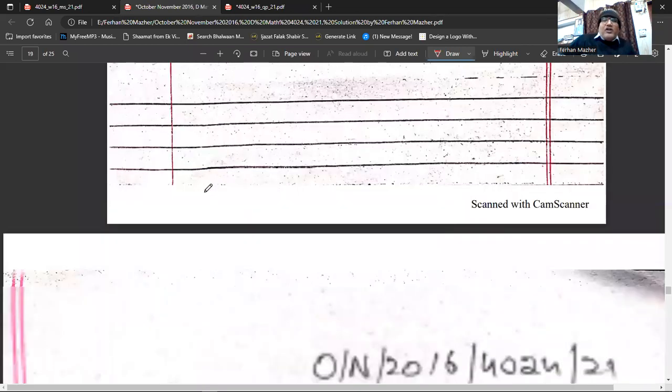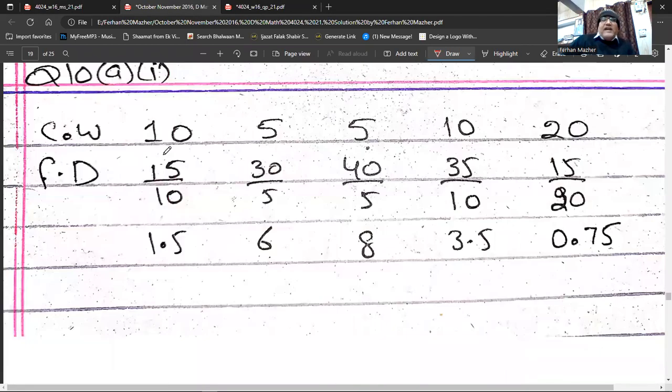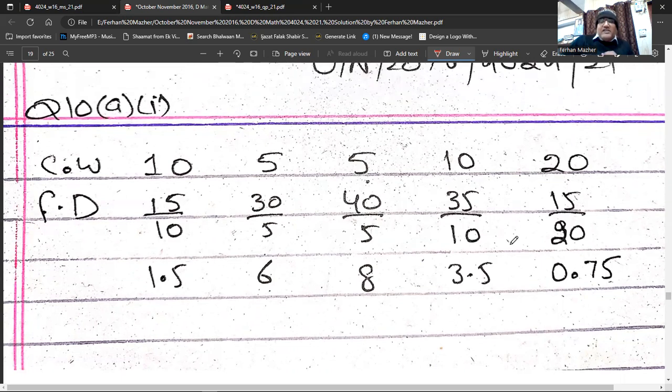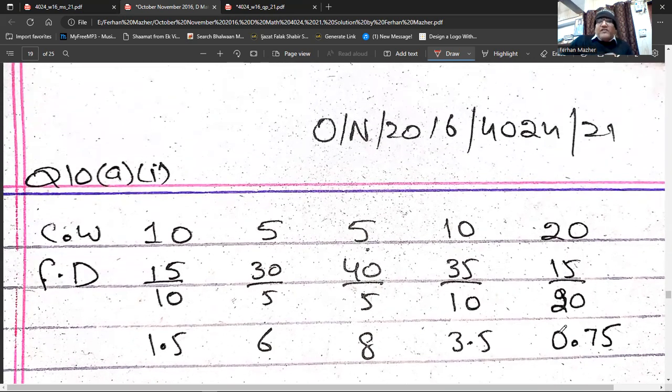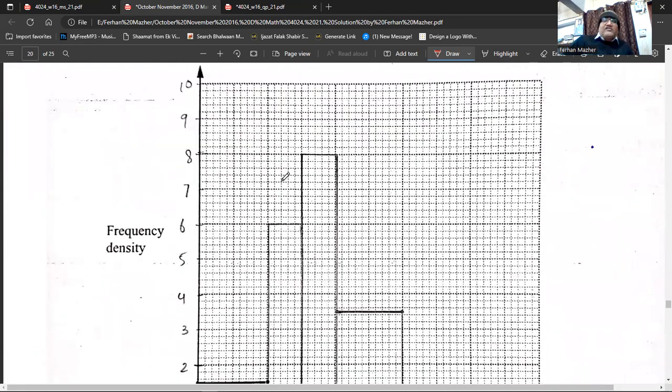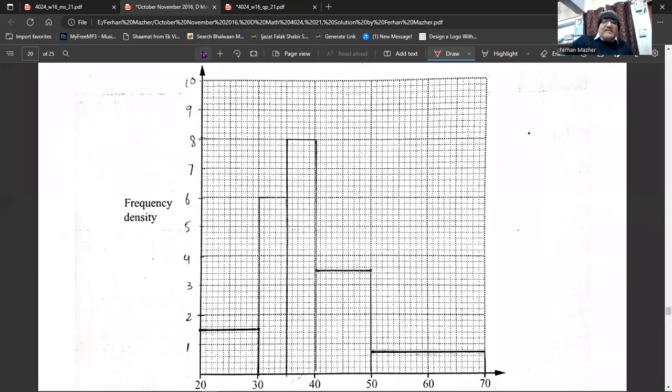So then we will plot these points there. Here we have the class widths 10, 5, 5, 10, 20. The frequency density will be 15 divided by 10, that is 1.5. 30 divided by 5, that will be 6. 40 divided by 5, that will be 8. 35 divided by 10, and that will be 3.5. And 15 divided by 20, that is 0.75. So I got the class widths, and I know the frequency densities.